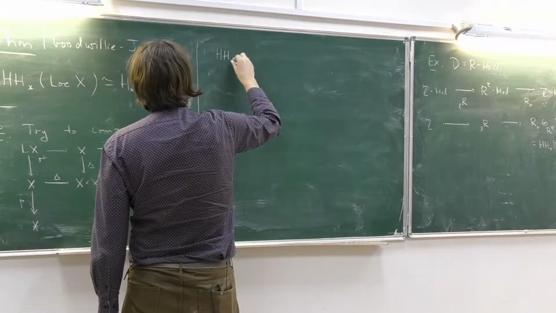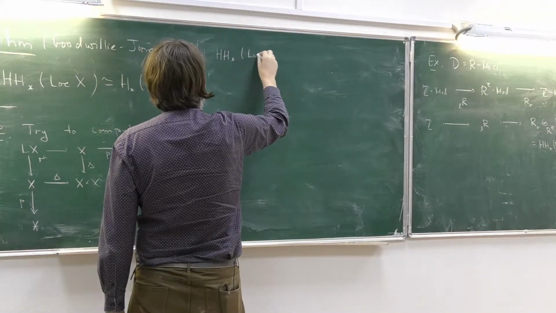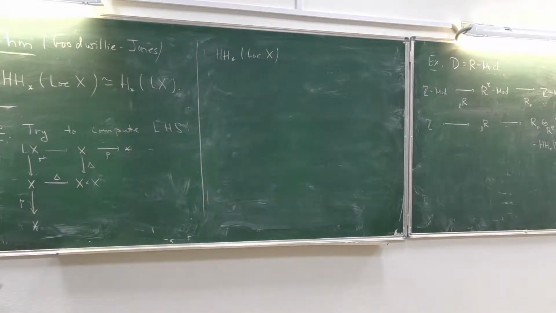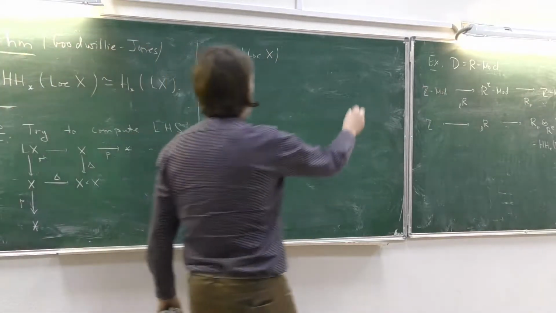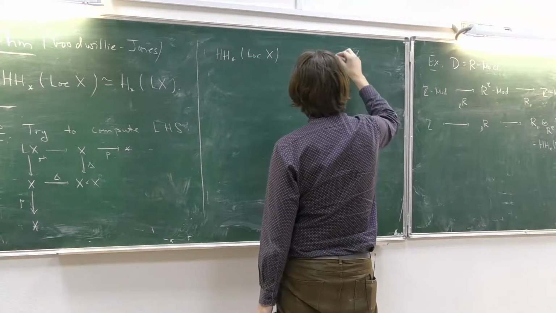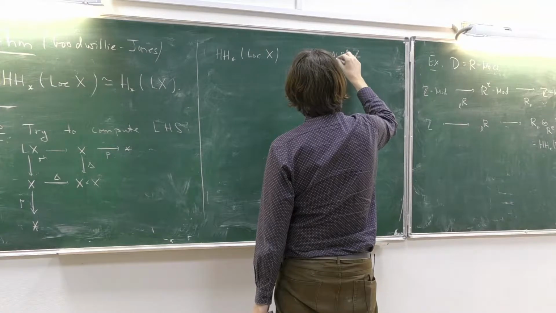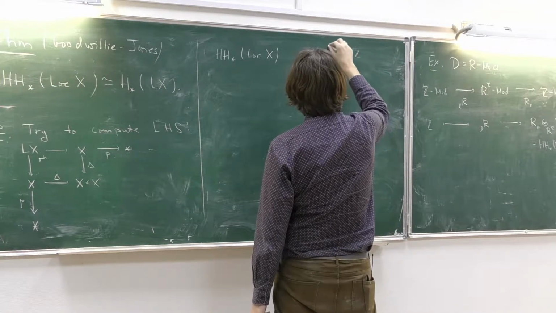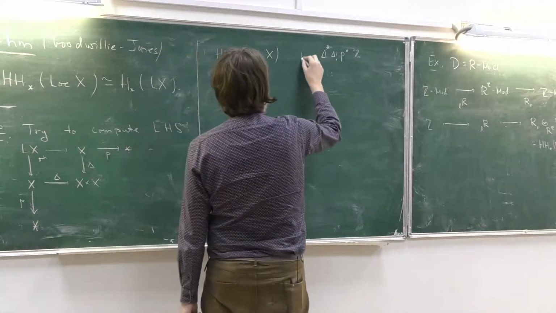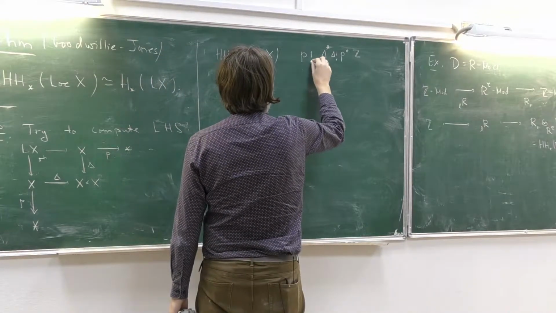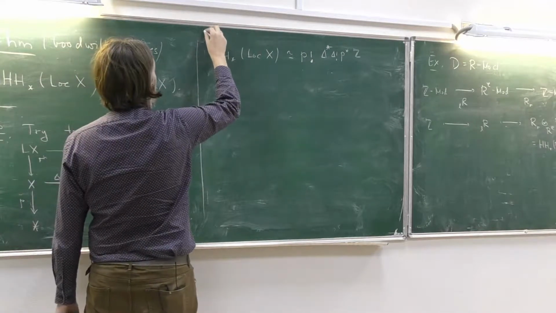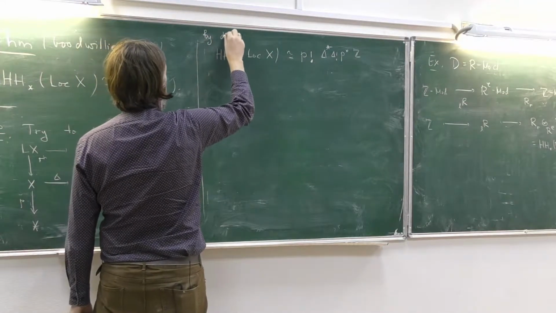By definition of the Hochschild chains of a dualizable DG category, this is the pullback of Z, shriek push forward along the diagonal, star pullback along the diagonal, shriek push forward. So by definition, we have this.